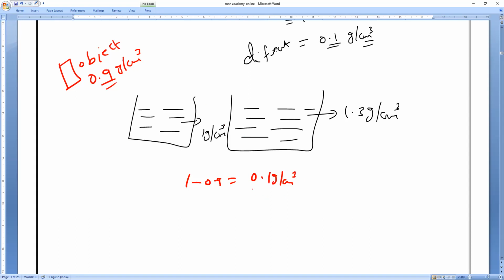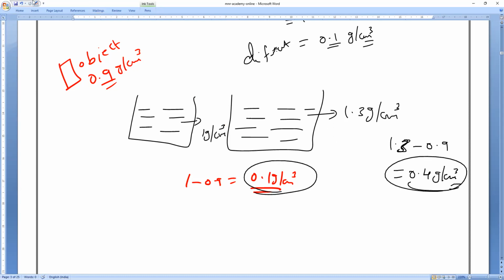So is this very less difference or more difference? Very, very less difference. Now next, let me take glycerin. What is the difference? 1.3 minus 0.9. 1.3 minus 0.9 is 0.4 gram per cubic centimeter. So which is the greater difference? First one or second one? The greater difference is the second one.